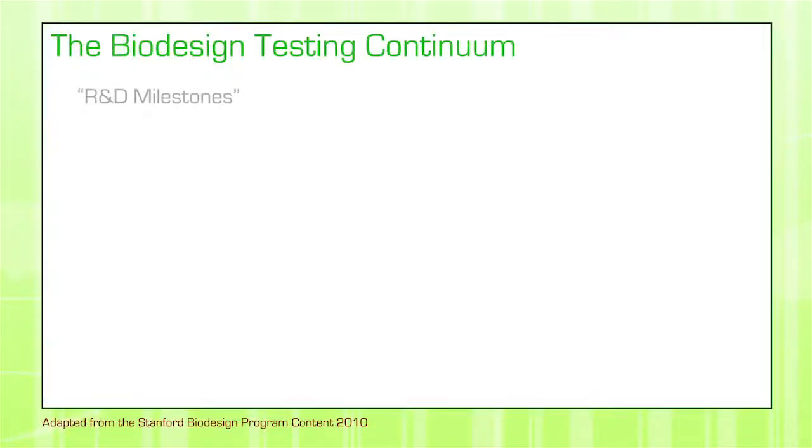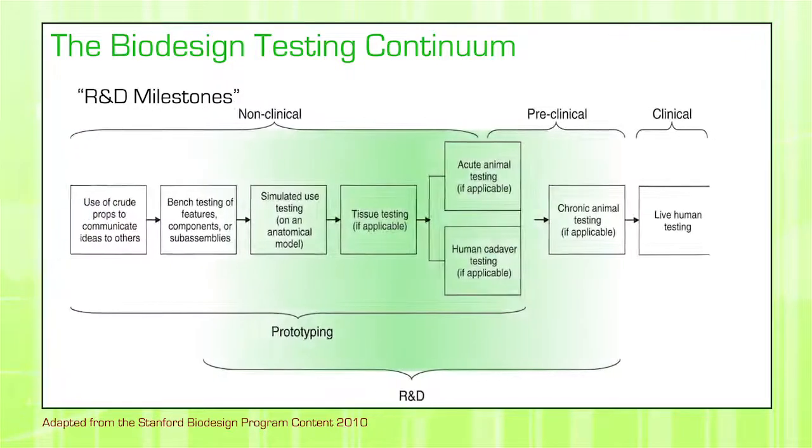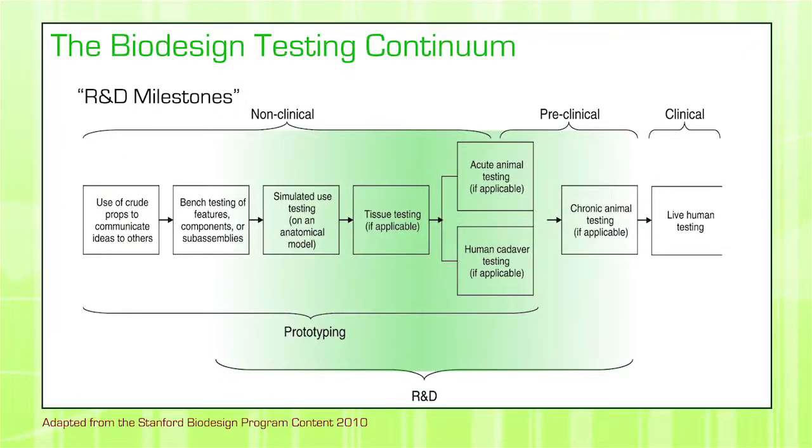So if we think a little bit about our biodesign testing continuum, you can see that the R&D phase is anywhere between the prototyping and the clinical phase, and it includes many non-clinical and preclinical activities. As such, it has the bench testing of features, components, and subassemblies that are important for you to test, to de-risk your product and to show that your concept actually works. It also includes simulated use and testing on anatomical models, and also tissue testing, animal testing, cadaver testing, and even chronic animal testing if applicable.